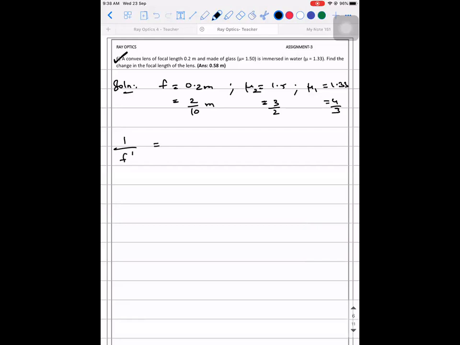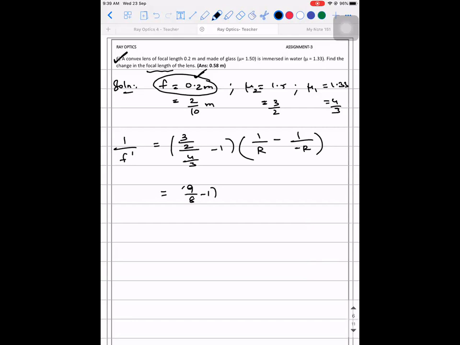See, a convex lens of focal length 0.2 is given. Why are they asking the change in focal length? This focal length, whatever they have given, is in which medium? Air medium. So 1 by f dash will be equal to mu2 by mu1, so 3 by 2 divided by 4 by 3, minus 1, into 1 by r1. I don't know the value of r1 and r2. How do I find? I can take it as 1 by r minus 1 by minus r. Accepted?